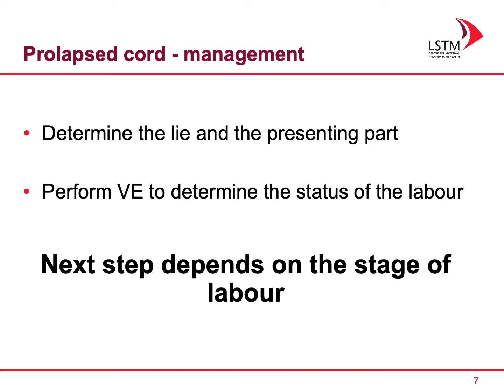Still on management, it's important to do an abdominal examination at the same time, and this should be done very quickly, because every second counts in cord prolapse. So you determine the lie and the presenting part. As we've done the VE to determine the status of labor, the next step will depend on the stage of labor.